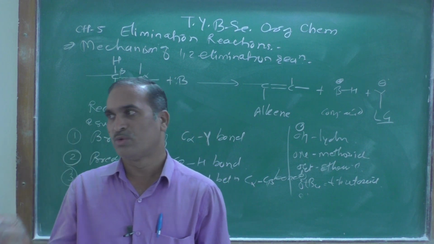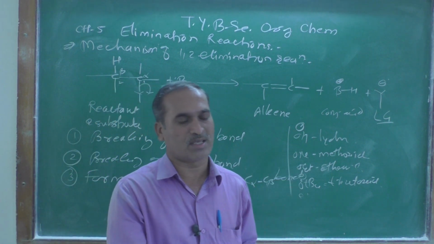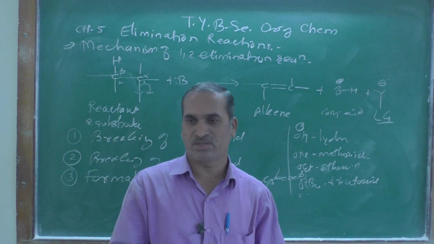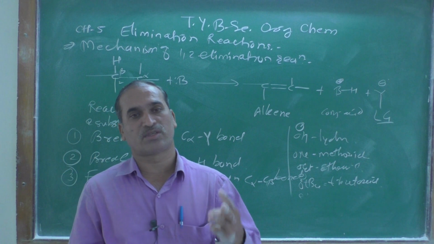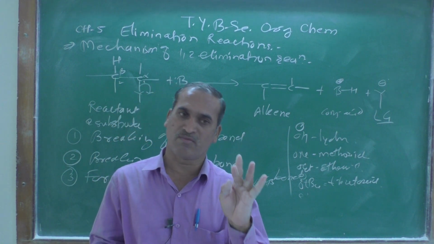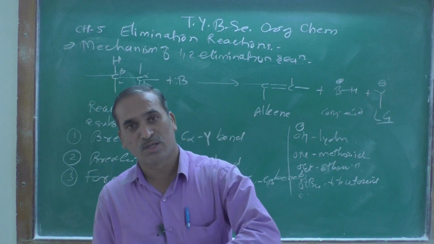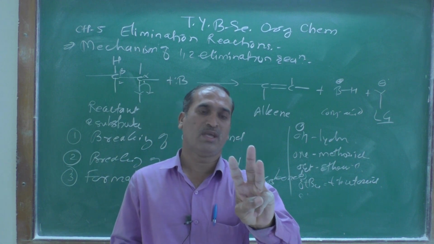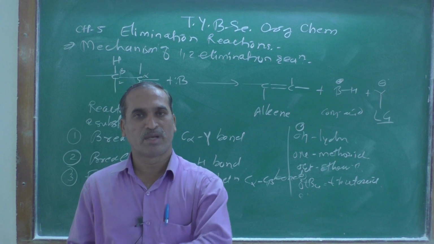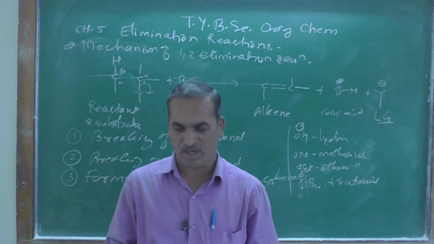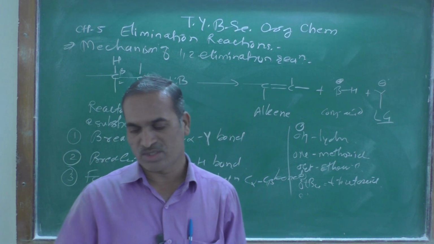So these are the three mechanisms we are going to learn, similar to nucleophilic substitution reactions, where we have seen SN2 and SN1. Here also we are going to learn three of them: E2 mechanism, E1 mechanism and E1CB mechanism. What they are, we will see in the next lecture.